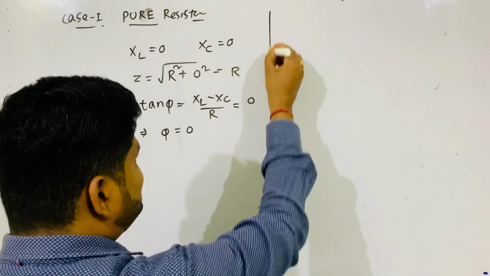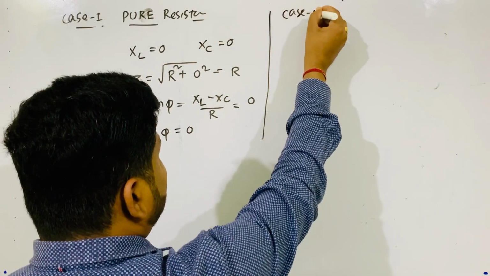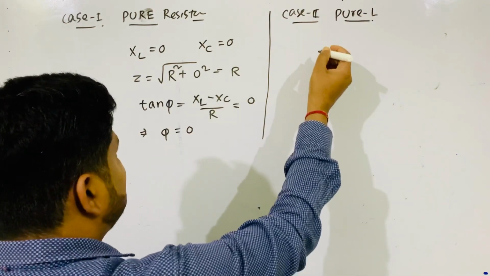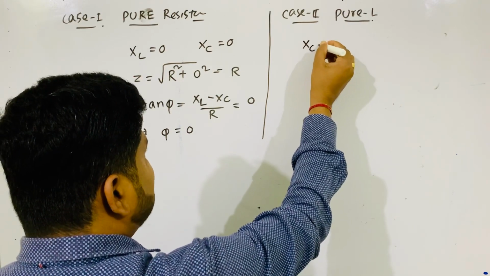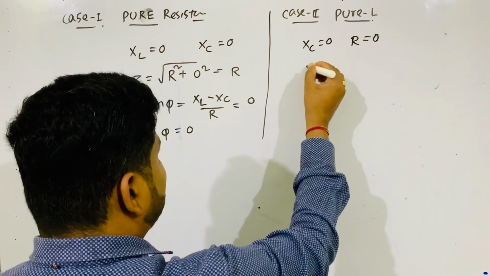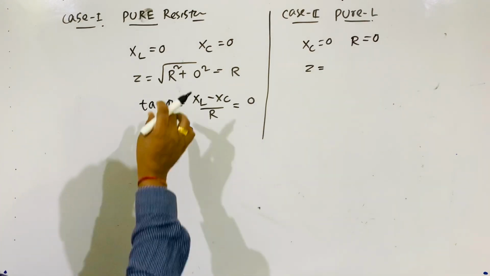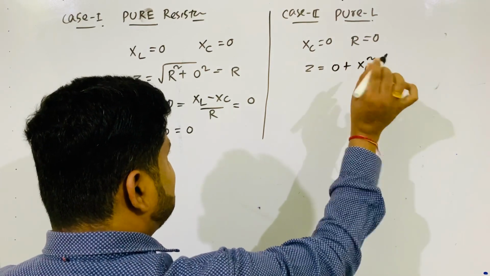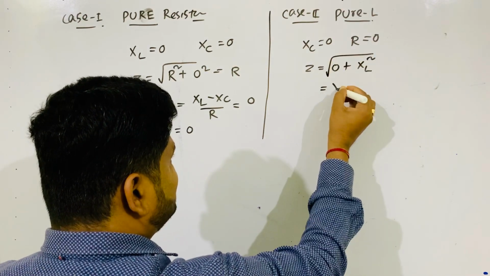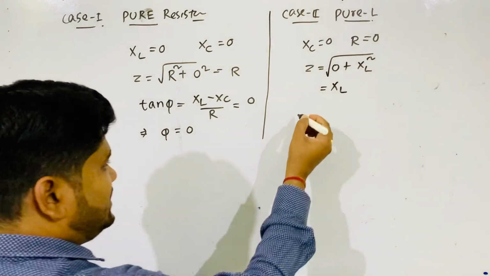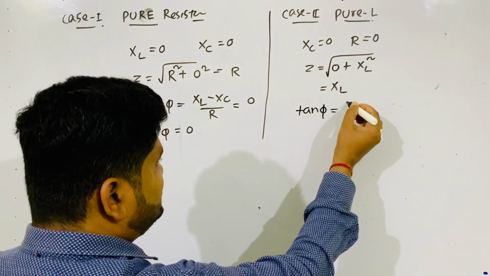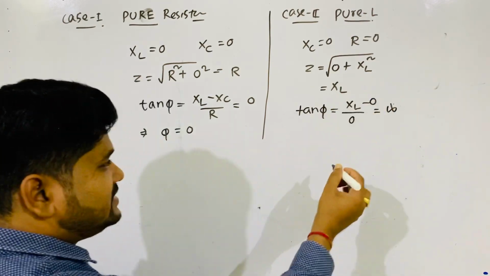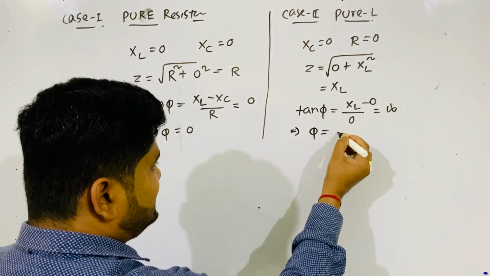Now do case 2. Suppose that is a pure L inductive circuit. Now you see XC is equal to 0, R is equal to 0. What Z are you getting? The square root of R square, 0 square, plus XL square, XC is also 0. So this is simply XL. So what about tan phi? Tan phi is equal to XL minus 0, divided by 0. This is infinite. So here phi we are getting as pi by 2.